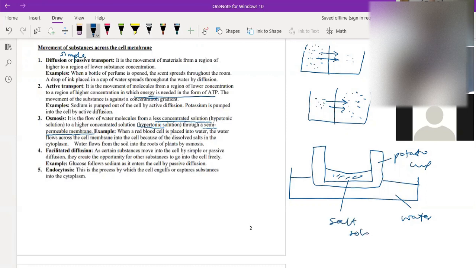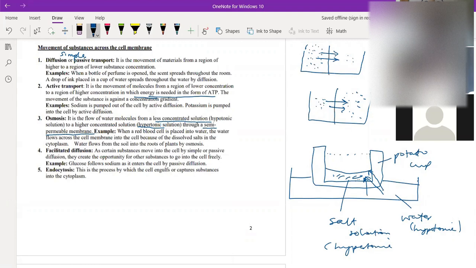You can get this set up as a question. What's going to happen after some time, like a few hours? If you come back after a few hours, you're going to realize that the level of water in the potato cup will go up. It's going to increase. All because the water will move from the hypotonic. So this water is hypo, there's no salt in here, so hypotonic. And this one is hyper. So the water molecules move from low to go inside. So the level would increase over there.